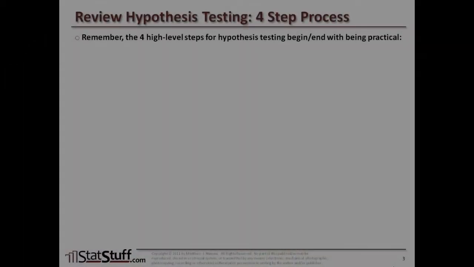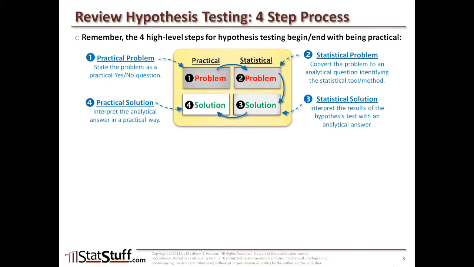Okay, now let's review again the various steps that we follow when doing hypothesis testing. On a high level, the steps begin with a four-step process, starting with a practical problem. We're stating the problem as a yes or no question, and then we want to convert that problem into a statistical problem. That's going to help us figure out which is the right statistical tool or method we're going to use to do the analysis. And then we apply that statistical tool or concept, and we interpret the results from that and come up with some analytical answer. And then from that, we would interpret the analytical answer into some practical solution or some practical way of applying that so it would make sense to us.